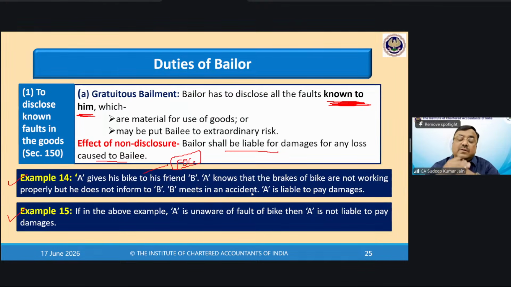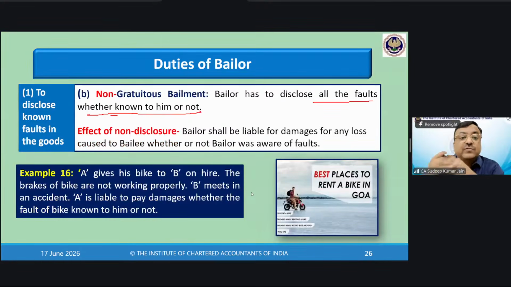Sir, who will prove? Bailee has to prove first, then bailer has to prove. So first bailee will say, sir, the bailer has the knowledge. Then bailer has to prove that he has no knowledge about the fault. But in case of non-gratuitous, bailer shall be liable for damages for any loss caused to bailee, whether or not bailer was aware of the fault.